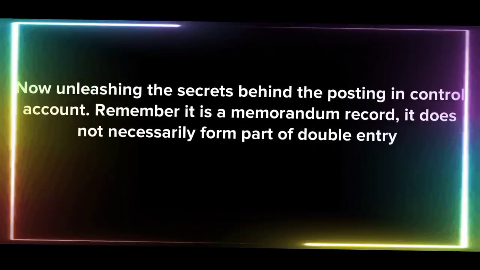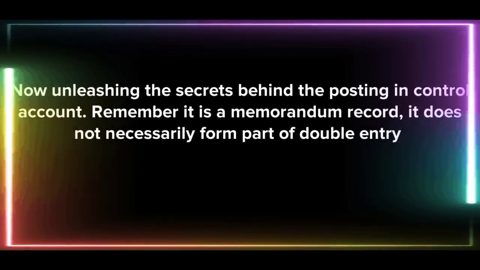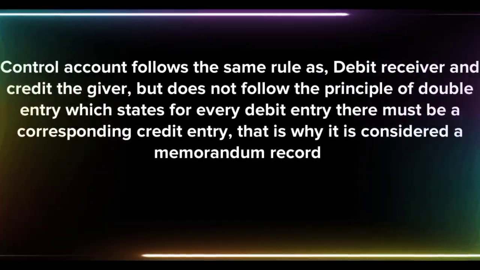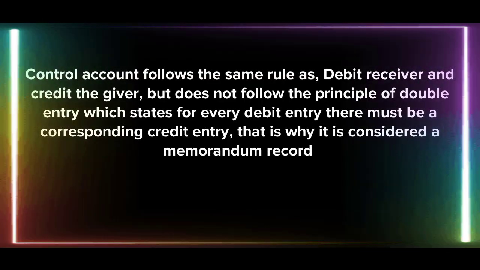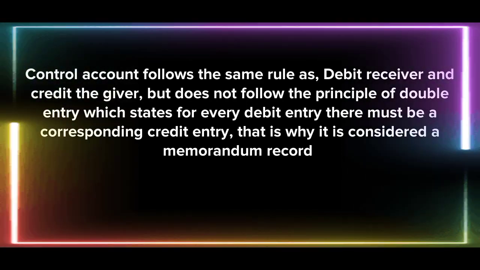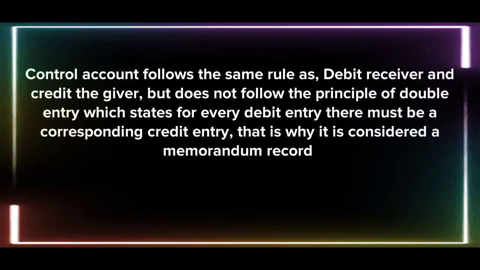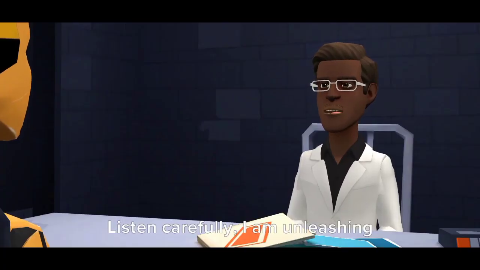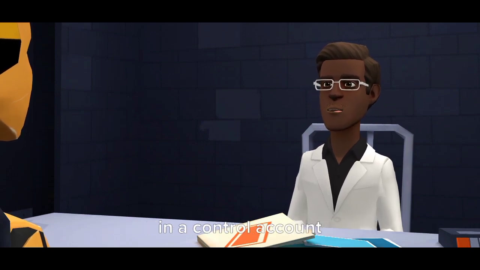Now unleashing the secrets behind the posting in control account. Remember, it is a memorandum record. It does not necessarily form part of double entry. Control account follows the same rule as debit the receiver and credit the giver, but does not follow the principle of double entry, which states for every debit entry there must be a corresponding credit entry. That is why it is considered a memorandum record. Listen carefully, I am unleashing the secrets of knowing the account to debit and the account to credit in a control account.